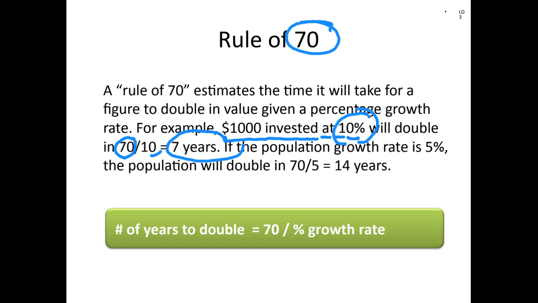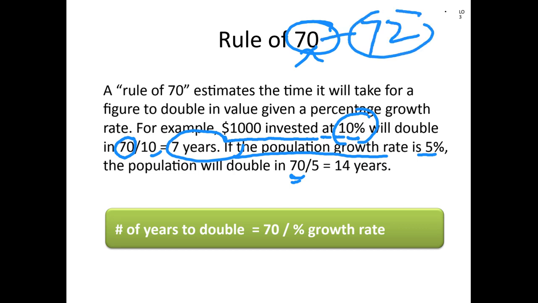Similarly, if the population growth rate is 5%, it doesn't matter what the total population is. If it's 40 million, doesn't matter. After how long will it become double? You just simply take 70 of this. In some textbooks they write 72, but that doesn't make any significant difference. And divide by 5. This is 5%, so you have 14 years.